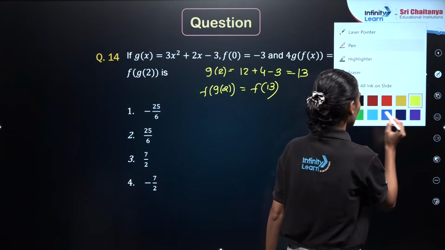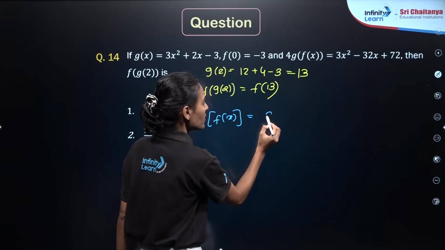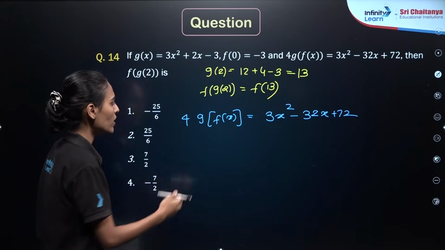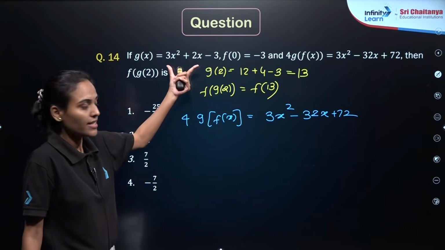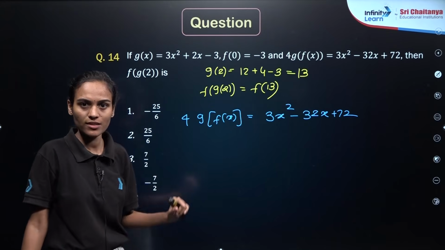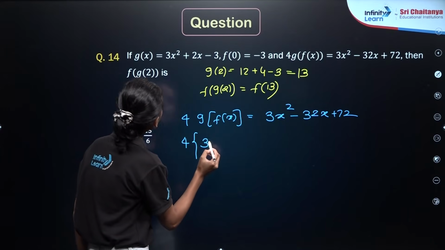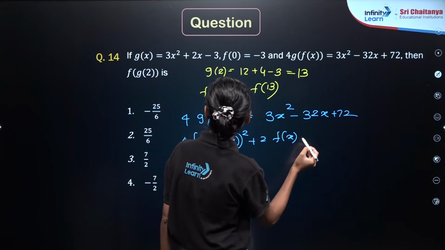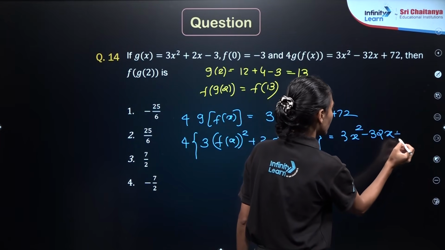Now they have given you some relation. So here you need to find 4 times g of f of x. It is given as 3x square minus 32x plus 72. Okay. Now what is g of f of x? They have given g of x, right? This is g of f of x as a composition function. In particular, what is g of x? 3x square plus 2x minus 3. So now I will replace x with f of x. So I will get 4 into g of f of x will be 3 into f of x square, then plus 2 into f of x, then minus 3. It equals 3x square minus 32x plus 72.